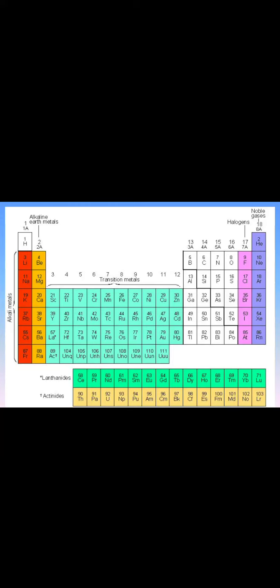The horizontal lines are called periods. There are 7 periods in this periodic table, and the vertical columns are called groups. There are 18 groups in the periodic table. The last group, or 18th group, elements are called noble gases, also called the zero group elements.